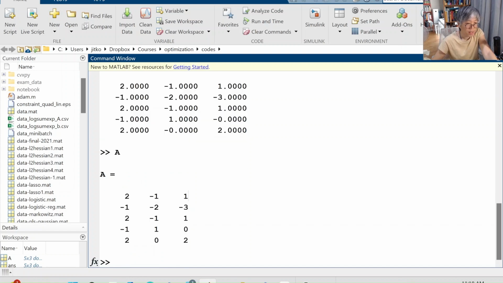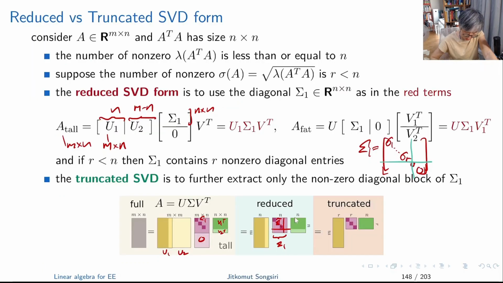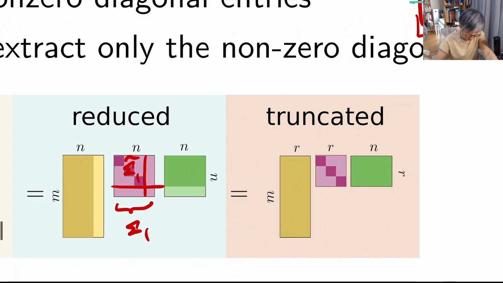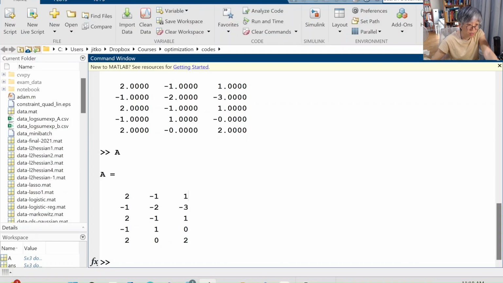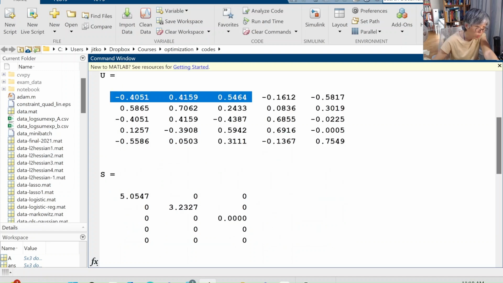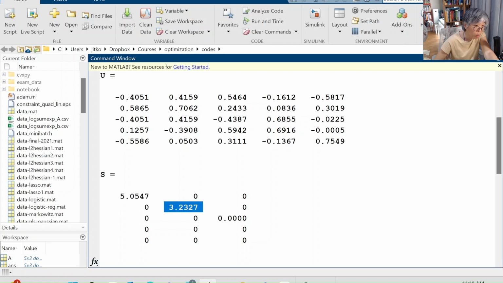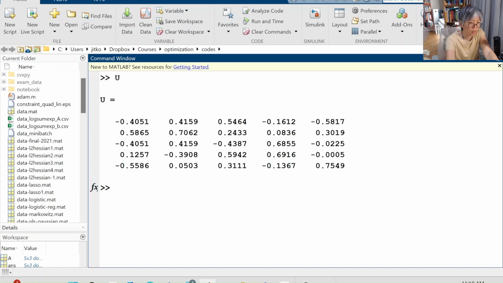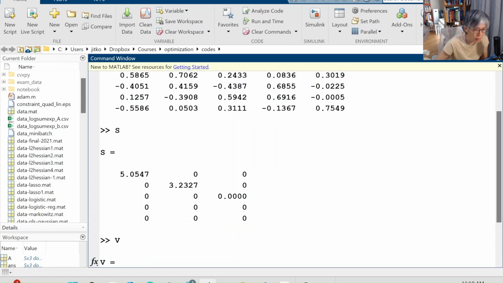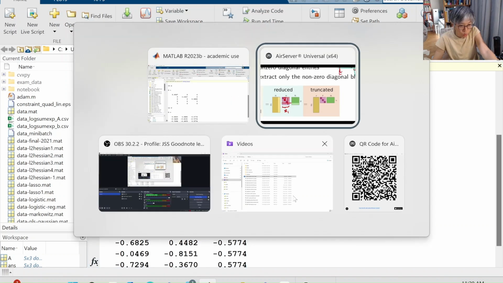All right. Now, let's talk about the truncated one. The truncated one takes the portion of U1 that corresponds to the non-zero singular values. In this particular example, I know that the portion corresponding to the non-zero singular values is the first 2 columns. Now I'm going to take the truncated form, corresponding to the lecture.